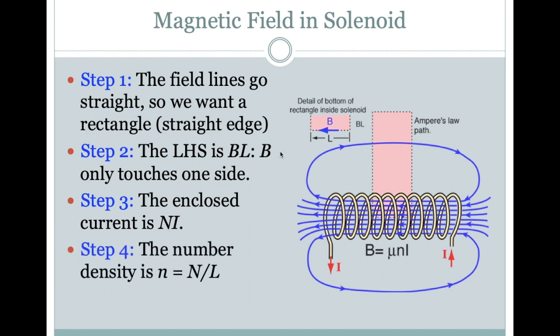Then, I want to get rid of the arbitrary numbers N and L, and divide them for something that is not arbitrary but known, which is the number density little n. And this gives us the result that is stated here. B equals mu naught times little n times I. I understand that this is mu. Do not get this confused with the magnetic dipole moment. This is mu naught, which is the 4 pi times 10 to the minus 7 constant.